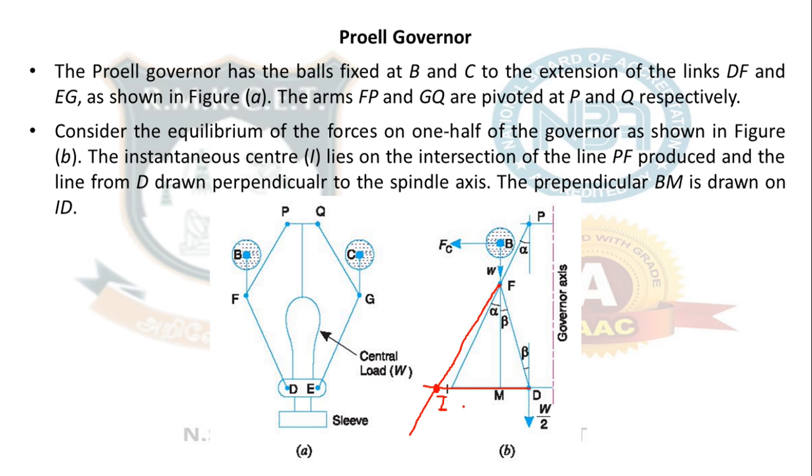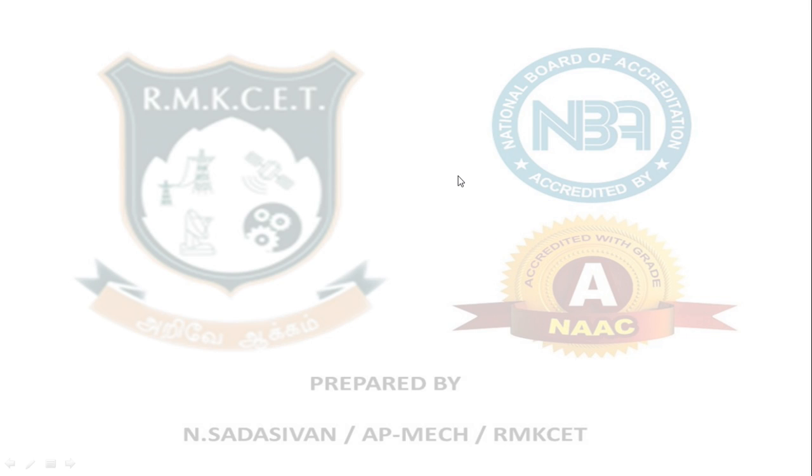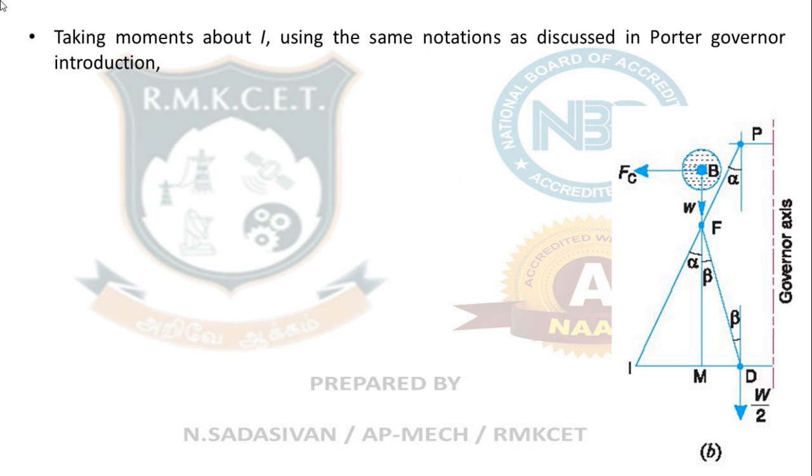And then using that, I am going to take moment. So I have located the instantaneous center here. Now I am going to take moment about the I center. The intersection of the line PF produced and the horizontal line, that is, you extend this link and extend this horizontal line, they meet at the I center. That's what is explained in this paragraph. So taking moment about the I center using the same notations as discussed in the Porter governor.